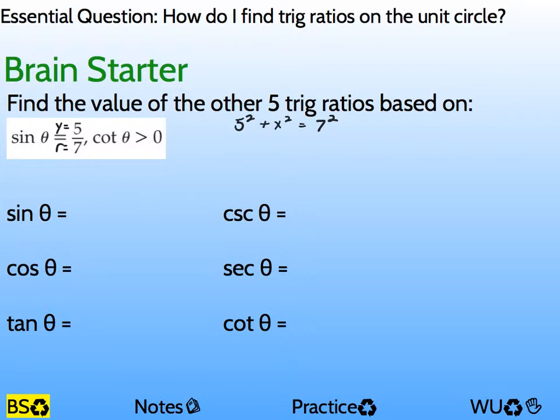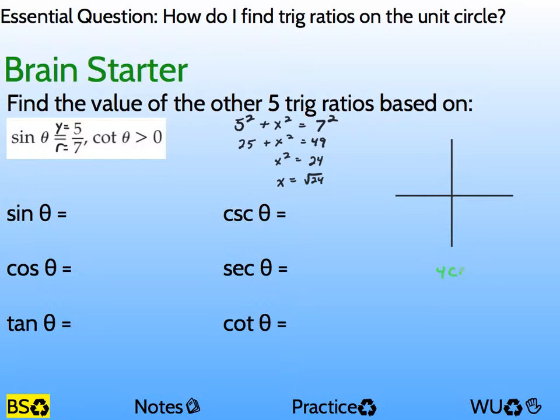Pause your video now so you can find out what x is. Solving for x, you see that it's the square root of 24. So now we're almost ready to fill in all of these trig values. But the first thing we need to do is figure out which quadrant this angle lies in.